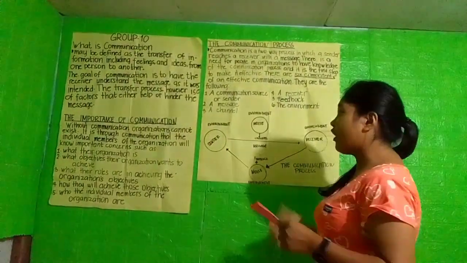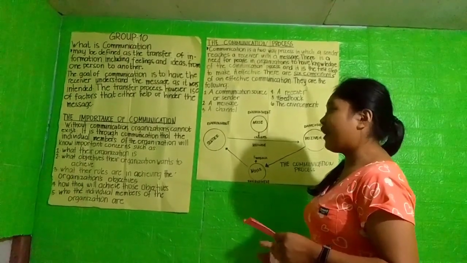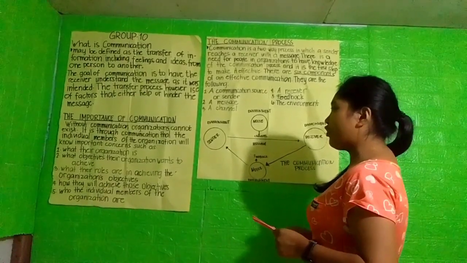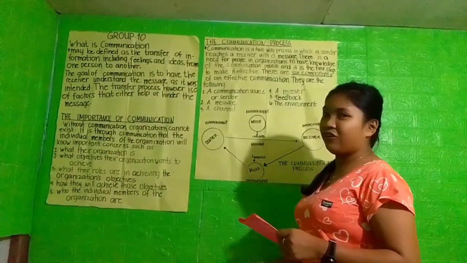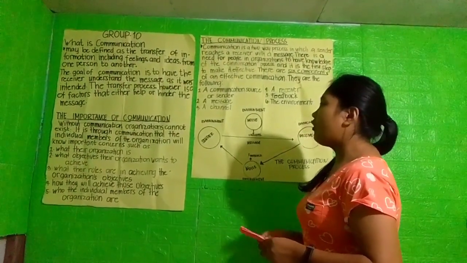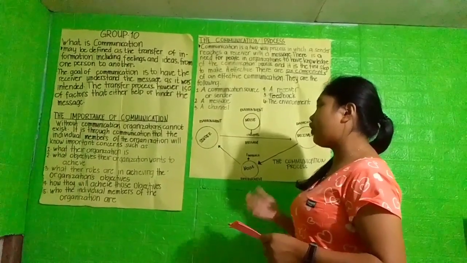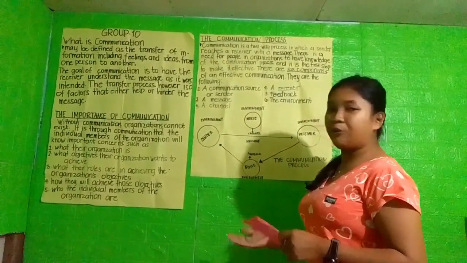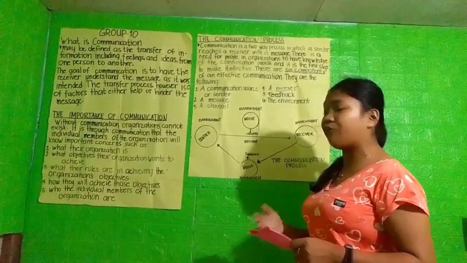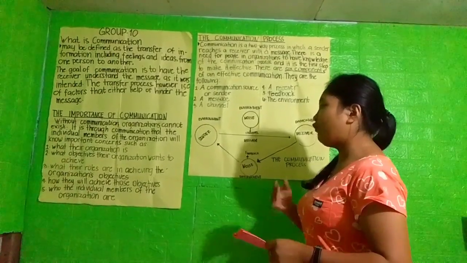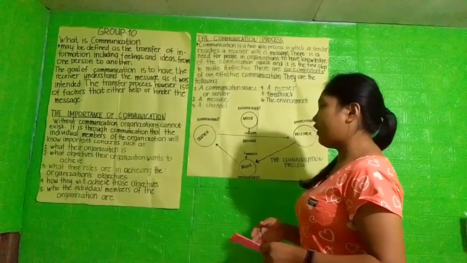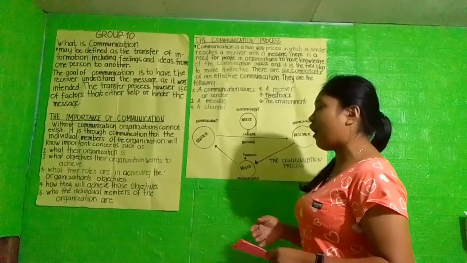Without communication, organizations cannot exist. It is through communication that the individual members of the organization will know the important concerns, such as number 1, what the organization is, number 2, what objectives the organization wants to achieve, number 3, what the rules are in achieving the organization's objectives, number 4, how those objectives will be achieved, and lastly, number 5, who the individual members of the organization are.